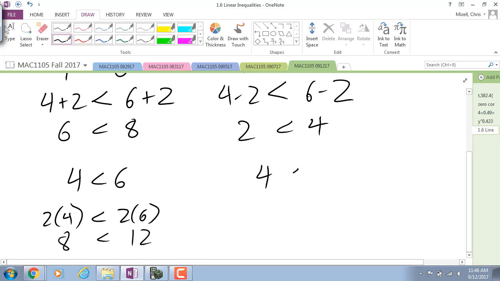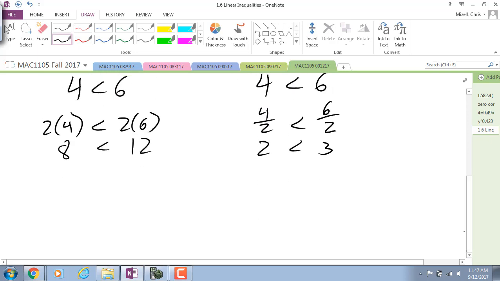What if we divide both sides by 2? Compare 4 over 2 to 6 over 2. 2 is less than 3, so no changes there. No changes. Where do the changes occur? If we multiply both sides by anything negative, negative 2, for example.